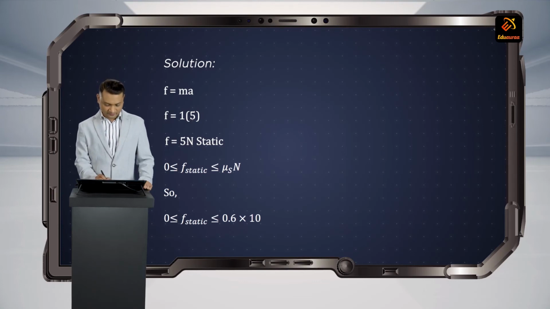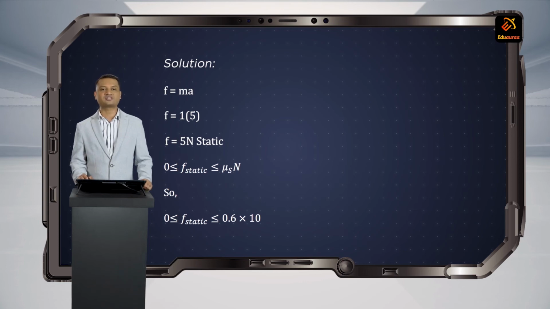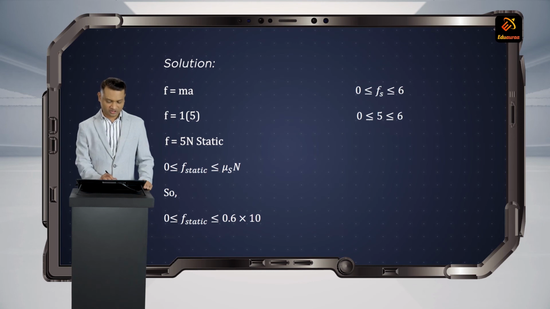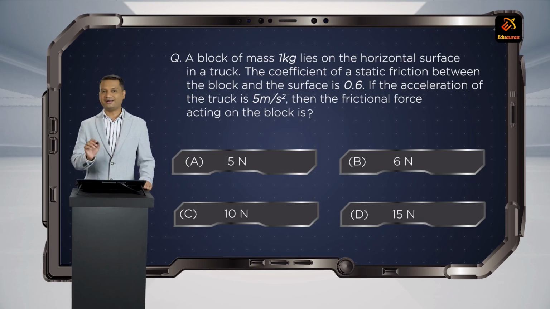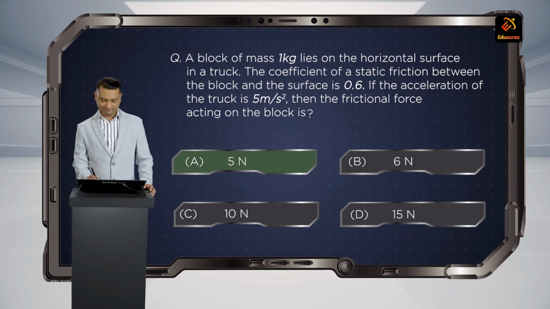So static friction, which is 5 Newton, we want it to be between 0 and mu_s N, which is given to us in the question as 0.6 into normal reaction, which is 1g, because in the diagram we know normal reaction N is 1g, which is 10. So 0.6 into 10 will come out to be 6, and static friction, which is 5 Newton, is indeed lying between 0 and 6. So we can say it meets the requirement, and in this case static friction of 5 Newton will act, and the answer to this question is option A, 5 Newton.